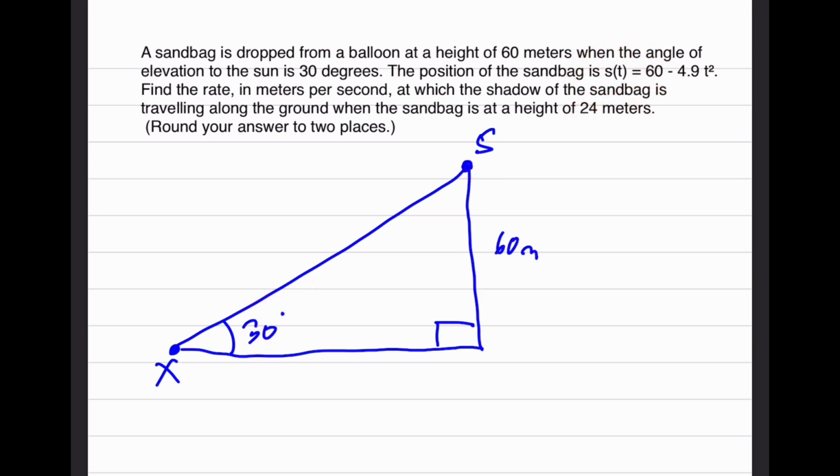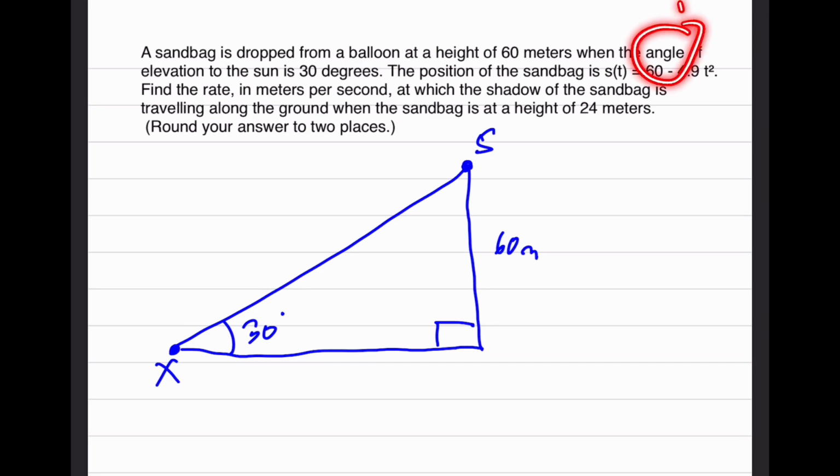The position of the sandbag is S of t is 60 minus 4.9 t squared. So starting height is 60 and minus 4.9 t squared as you fall down. Find the rate in meters per second at which the shadow of the sandbag is traveling along the ground when the sandbag is at a height of 24 meters.